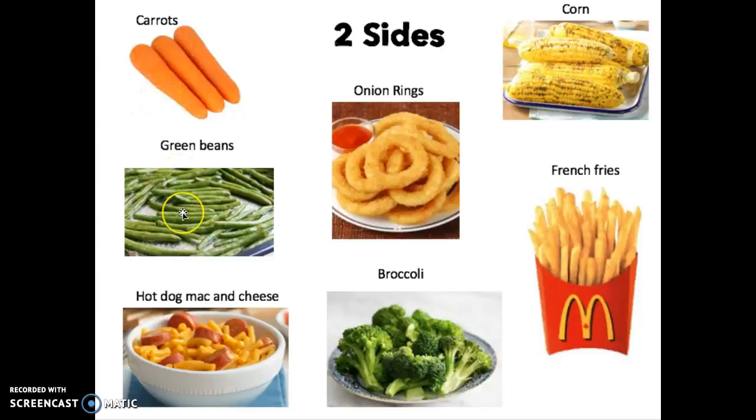Carrots, green beans, hot dog mac and cheese, broccoli, onion rings, corn on the cob, French fries.